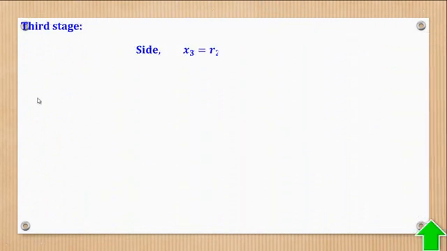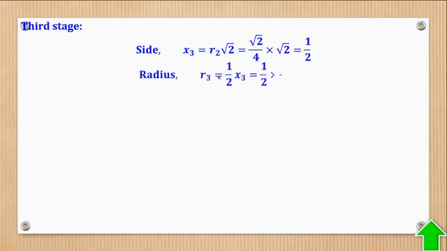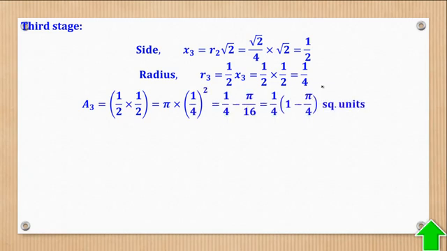For the third time, I'm going to repeat the same process. We now know the logic that if I want to get x3, I'll use r2 times root 2. So r2, I already got in the second stage, so I'll substitute r2 times root 2 to give you a half. And after getting x, I can get r by dividing by 2. So r3 is a half x3, which gives you a quarter. And on the other side, with the side and the radius, I can get A3.